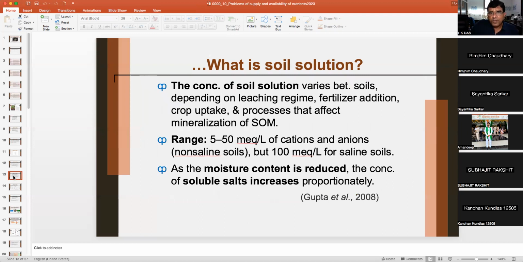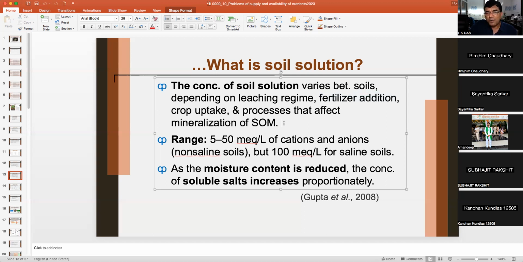Now we can see the concentration of nutrients in the soil solution. The concentration of soil solution varies between soils. Two different kinds of soil will not have the same concentration of nutrients in the soil solution. It will vary depending on leaching regimes. Some soils have more leaching of nutrients, so their solution may be poor in concentration. If you add fertilizer, the nutrient concentration will increase. Similarly, with crop uptake, if you have more uptake of nutrients from the soil, the solution will be diluted, and there are processes that affect mineralization of soil organic matter.